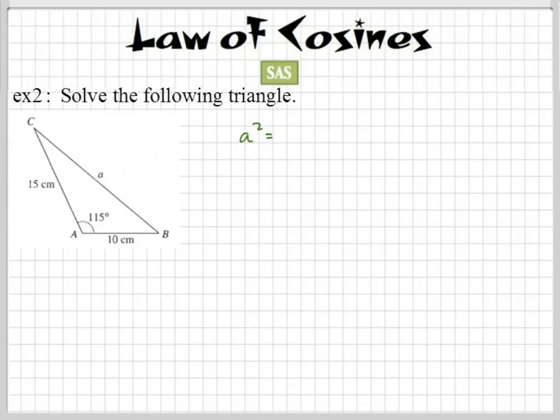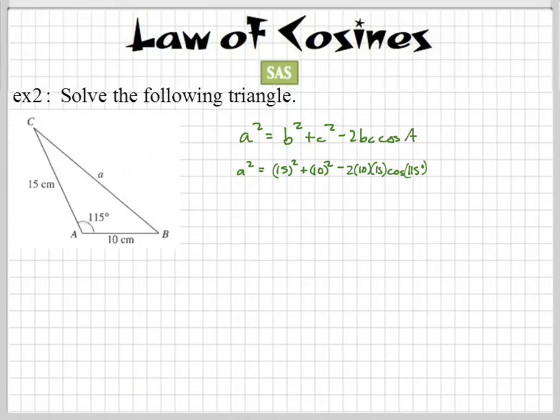A squared equals b squared plus c squared minus 2bc cosine of A. Okay, now let's plug stuff in. We don't know what a squared is. Do we know what b squared is? Yes, it's either 15 or 10, doesn't matter. So 15 squared plus 10 squared minus 2 times 10 times 15 times cosine of 115 degrees.